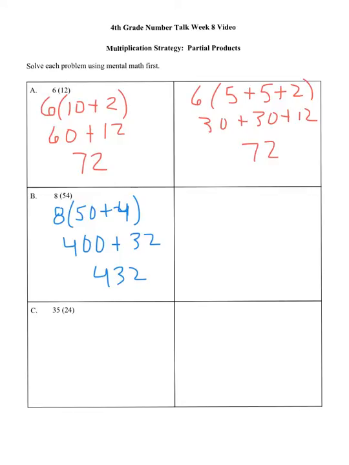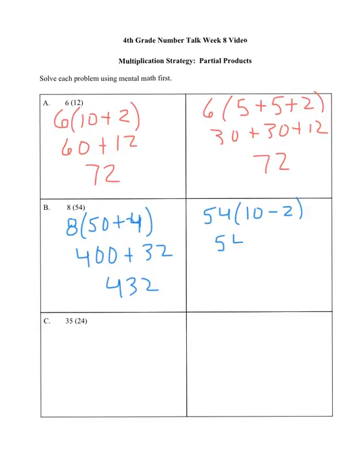Let's look at another way. What if we said, well, we know commutative property allows us to look at it. What if we did 10 minus 2? Isn't that the same as 8? We're just substituting in place of 8 as 10 minus 2. 54 tens is 540. 54 twos is 108. So if I think about it, 540 minus 100 is 440. 440 minus 8 gives me also an answer of 432. Just another strategy we can look at.